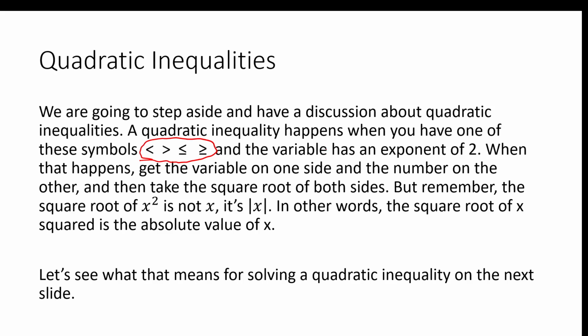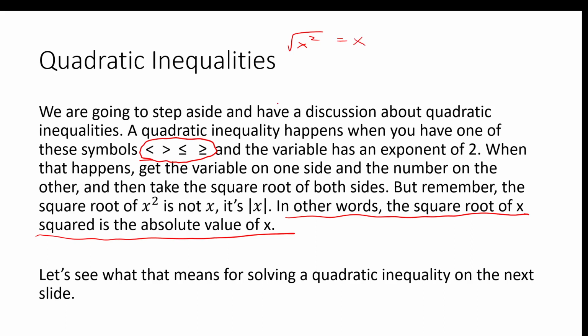But it's important to remember that the square root of x squared is not x, it's the absolute value of x. And that's what it says here. In other words, the square root of x squared is the absolute value of x. I'll show you a mistake people make. They say, well, the square root of x squared is automatically equal to x.